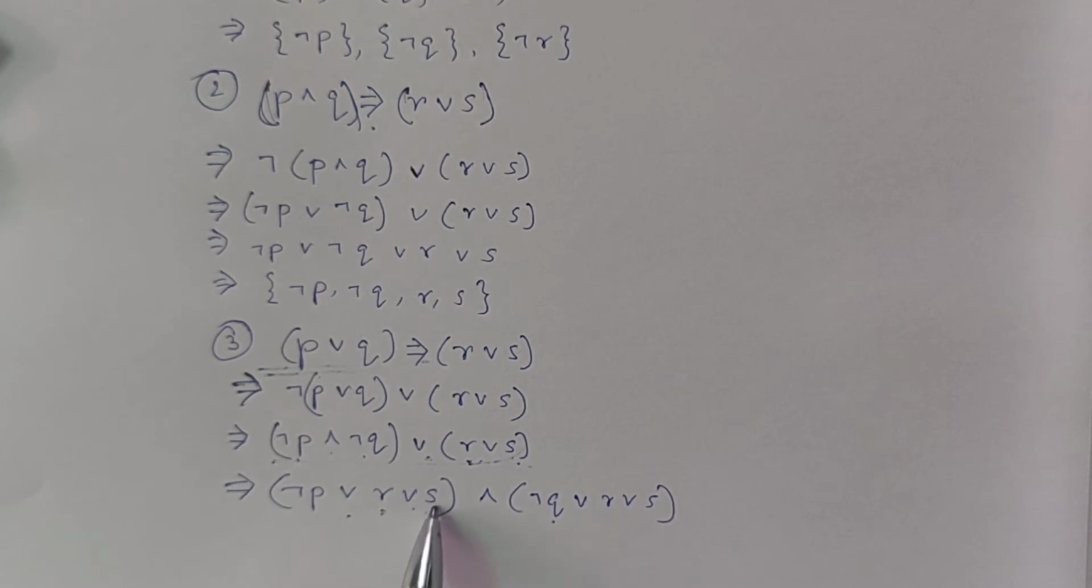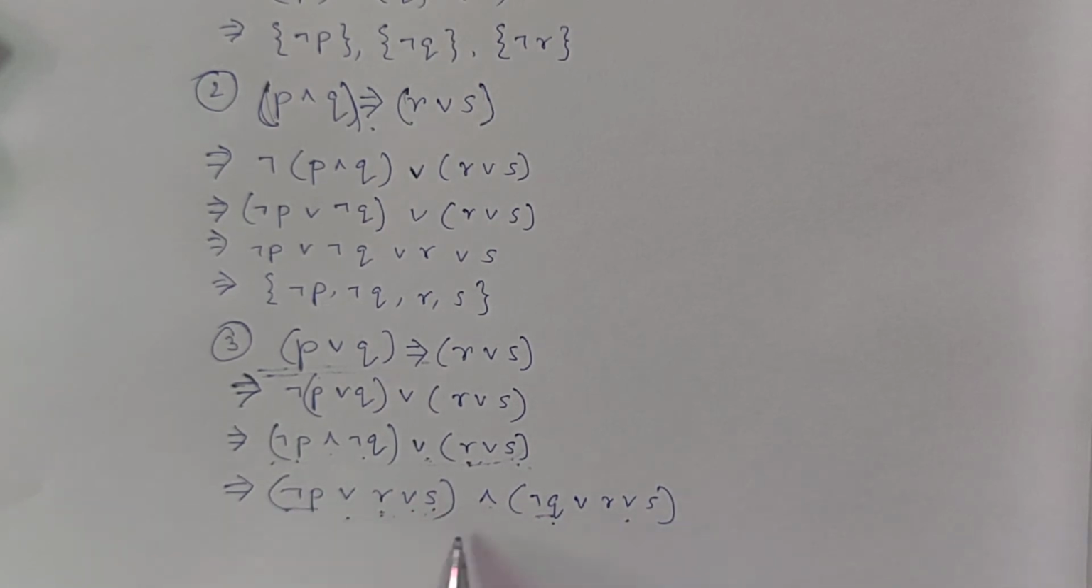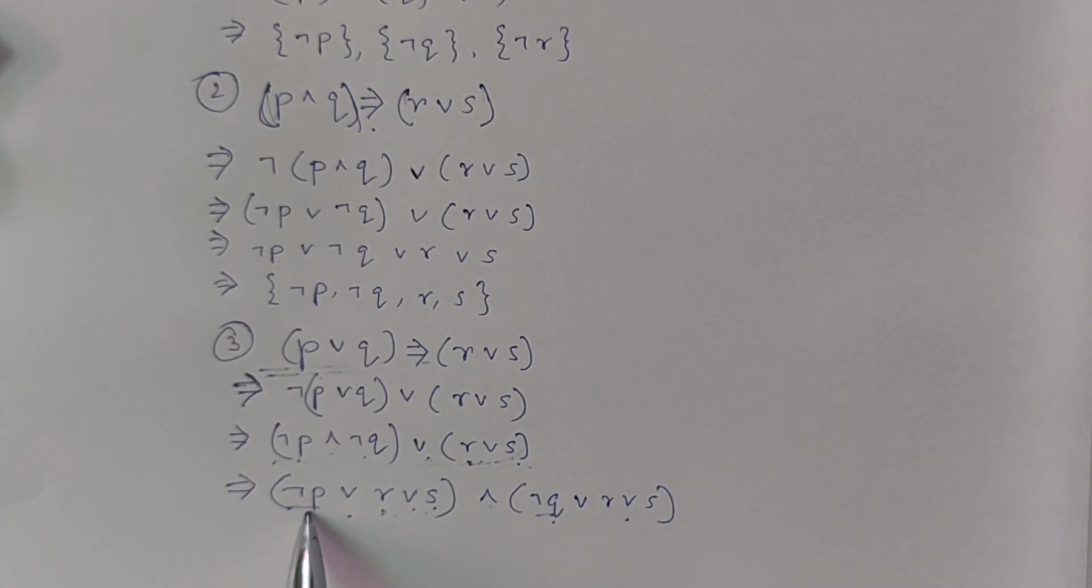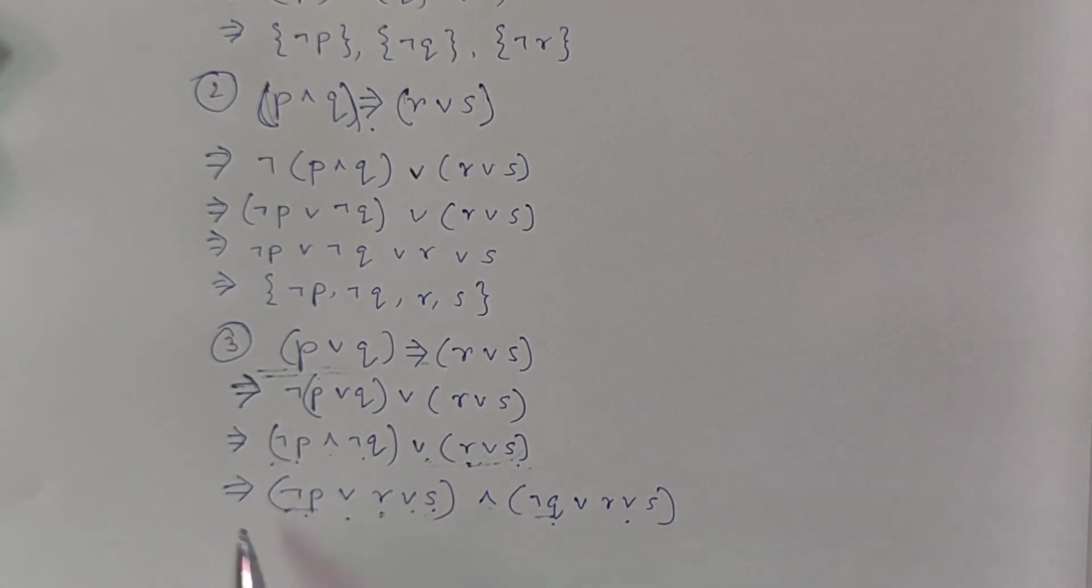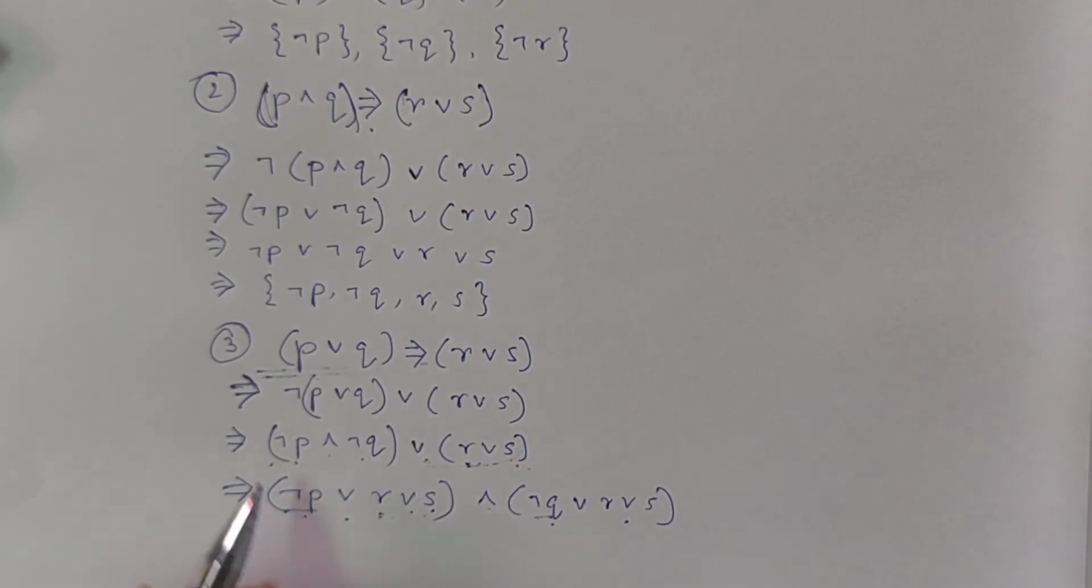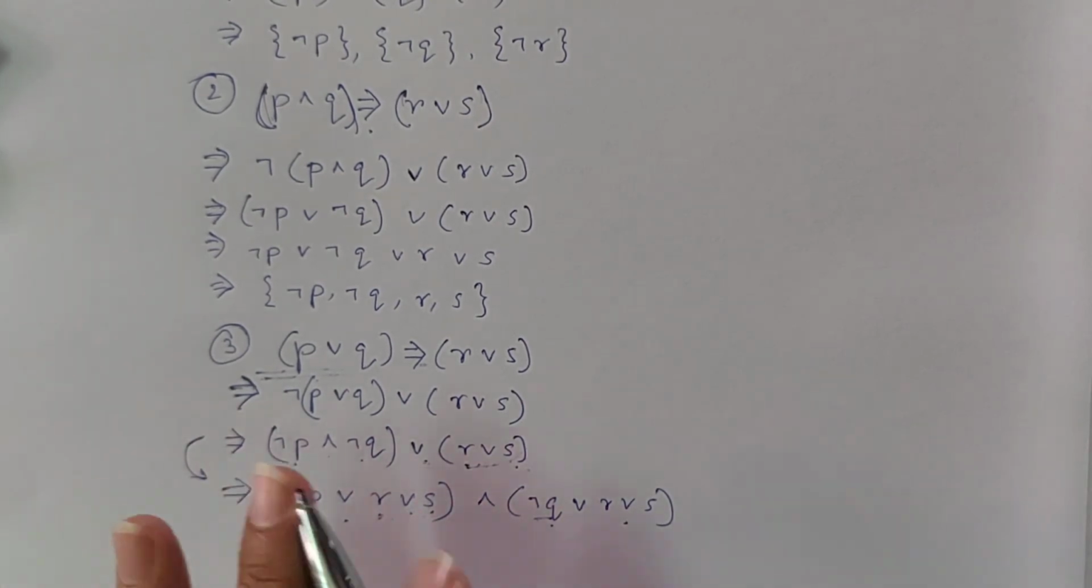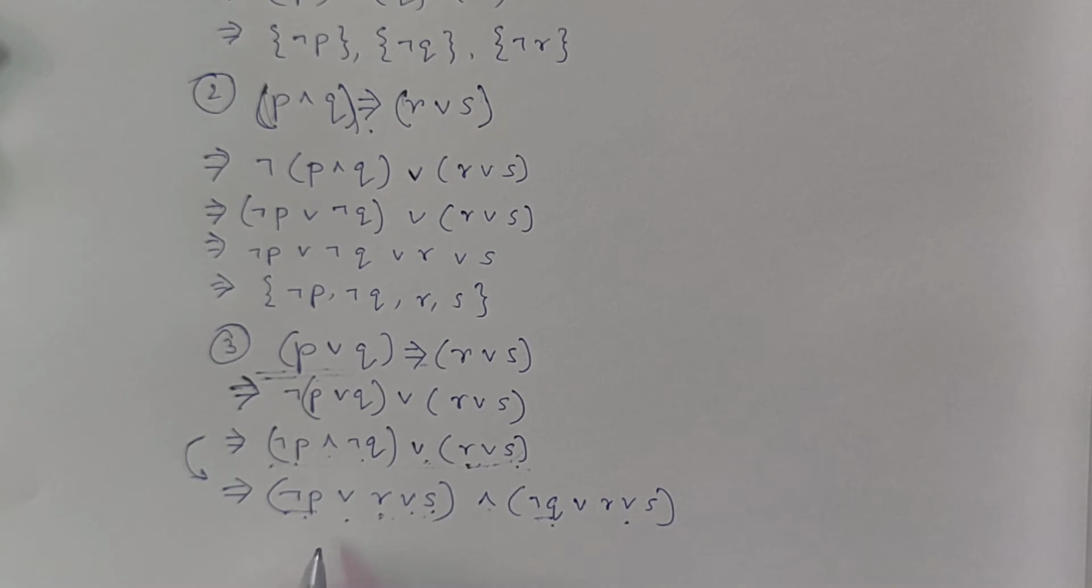If R and S are both false, then both not P and not Q have to be true to make this entire thing true. So these two steps are equivalent, and we are right in distributing the AND.